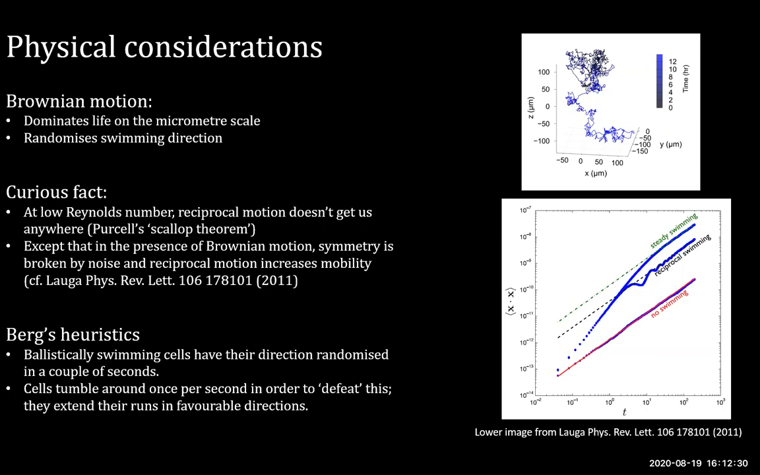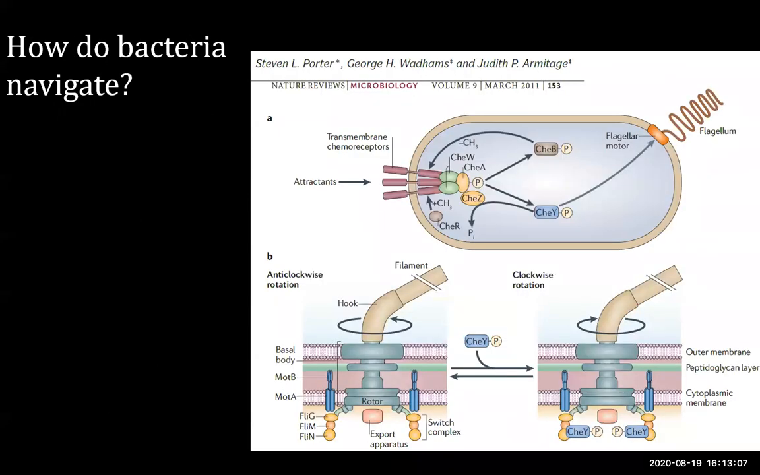So Howard Berg constructed some heuristic arguments around the behavior that he saw in his microscope. He said that because ballistically swimming E. coli, swimming in a straight line, has its swimming direction randomized in a few seconds, they must tumble roughly once every second to defeat this motion. So if they're sampling different directions and occasionally extending their run in a favorable direction, they can overcome the randomizing effect of Brownian motion. That's a picture that's governed most considerations of swimming cells on the micron scale, certainly bacterial cells. By the time you get to bigger things like Chlamydomonas, the rotational time scale is longer, you start to have different rules, but for bacteria, Berg's heuristic arguments have held up very well.